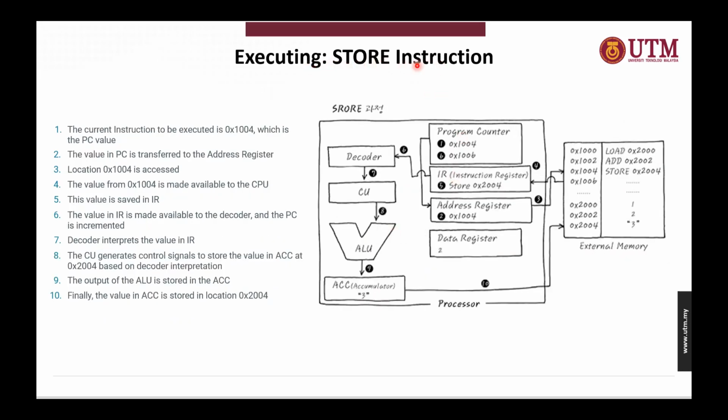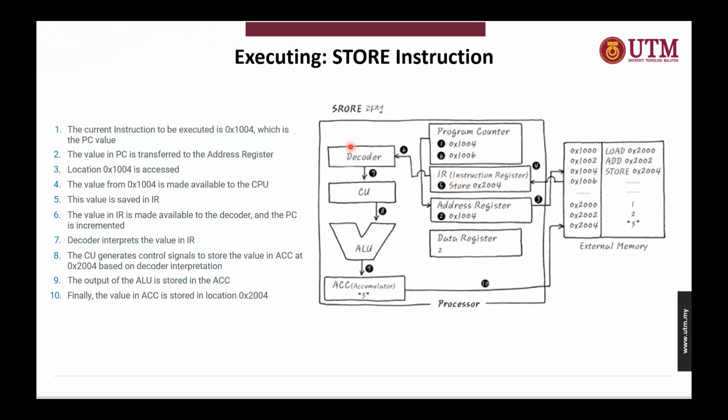For the store instruction, you can see the program counter points to address 1004. It will put this address to the address register. The address register will find where address 1004 is. Inside of this address 1004 there is another instruction, STORE 0x2004. So this instruction will be loaded into the instruction register. Then the instruction register will pass this instruction to the decoder for the decoding process. At the same time, your program counter now points to the next address, 1006.